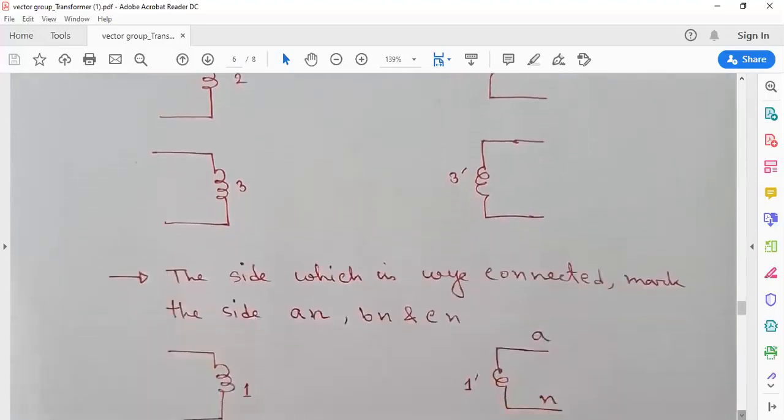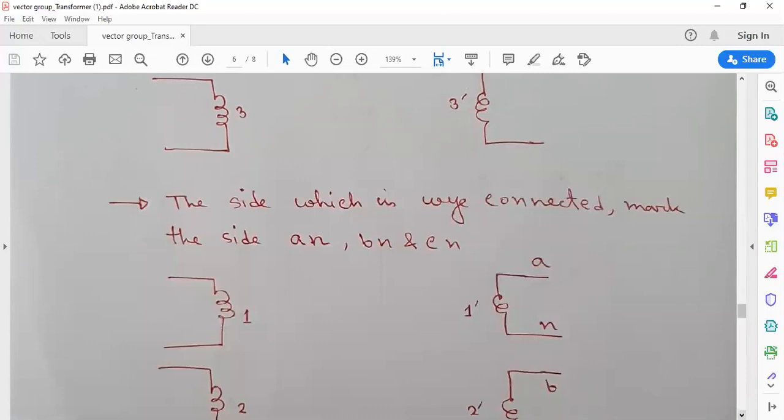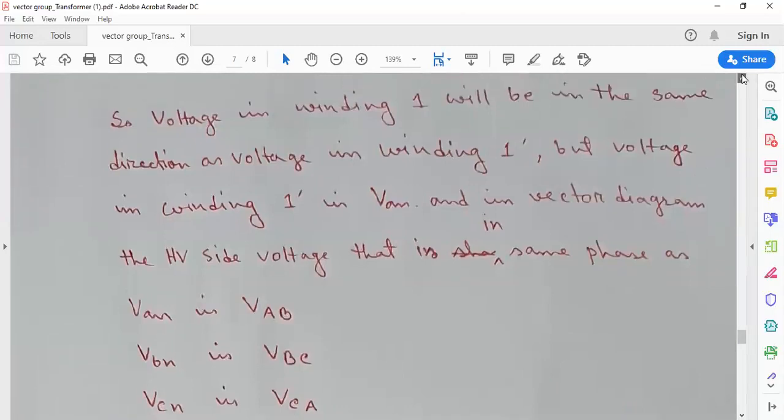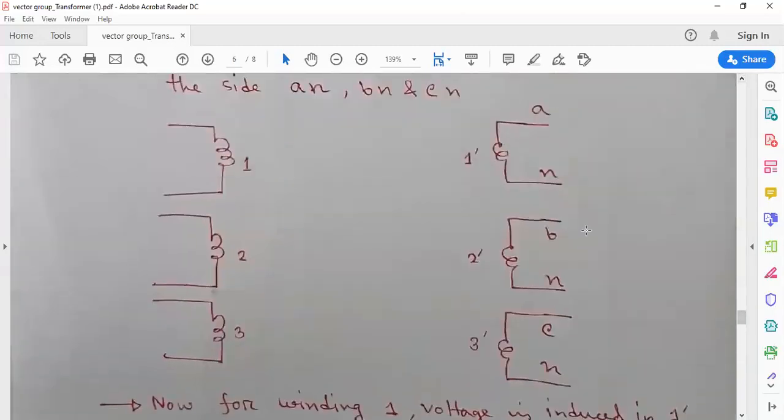The next step will be: whichever side is Y connected, we can mark it first. For us, the secondary winding is Y connected, like the example given to us, DY11. So the secondary low voltage side is the Y connected winding. So we have to mark this side. Y connected marking will be AN, BN, CN.